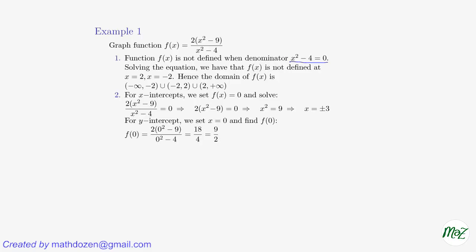For the second item, we find x and y intercepts. To find x-intercepts, we set the function itself equal to 0 and solve. The fraction being 0 is equivalent to the numerator being 0, which gives us x squared equals 9, which works out to be x equals positive or negative 3. So those are the x-intercepts.